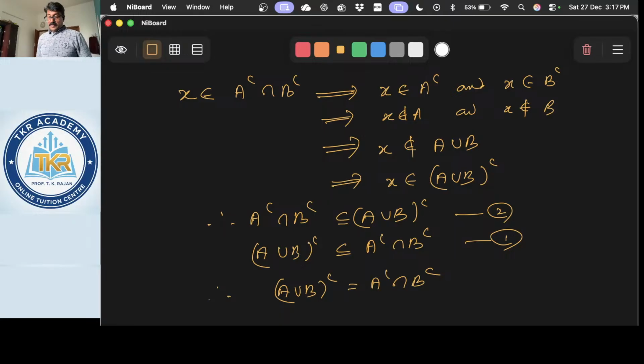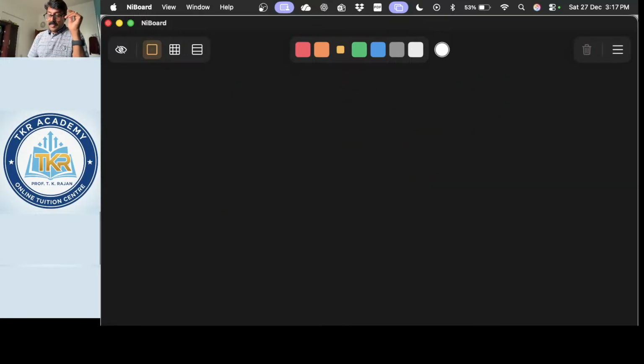This is De Morgan's law. Similarly, we can prove (A intersection B) complement is equal to A complement union B complement, the same way. I am not proving it, you just try it for the intersection. This law is called De Morgan's law.